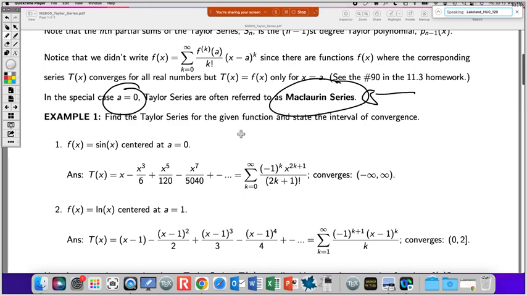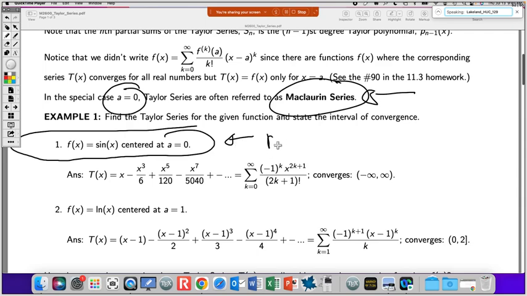All right, find the Taylor series for the given functions and state the interval of convergence. So we start off with f of x equals sine of x, centered at a equals 0. This would also be called the Maclaurin series, since the center is 0. So how do we do it?